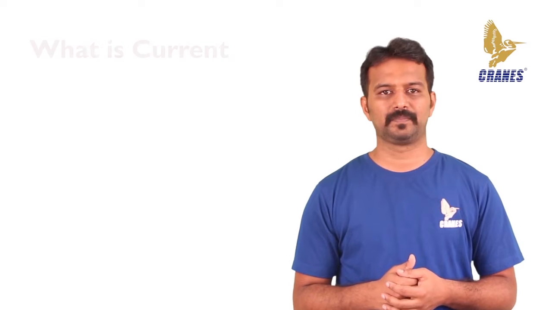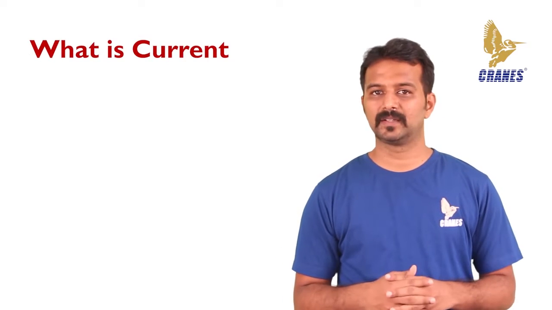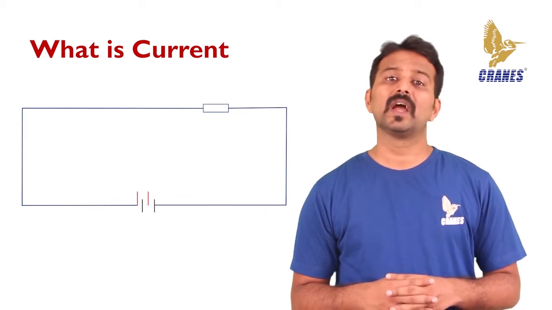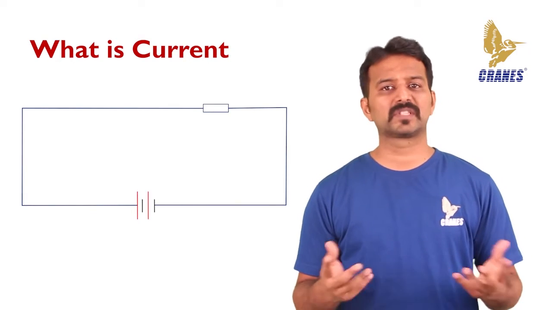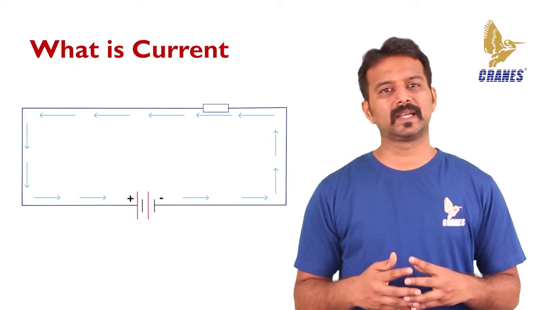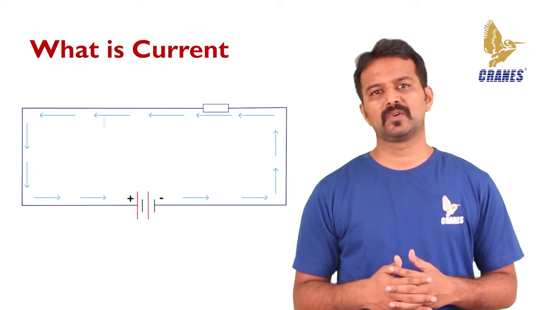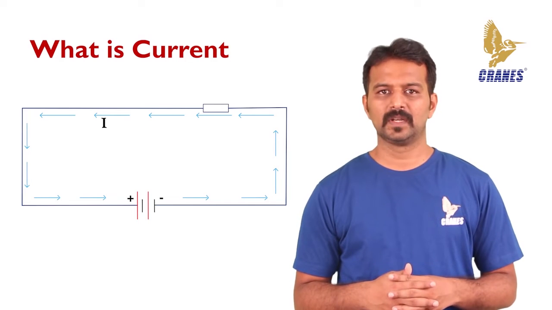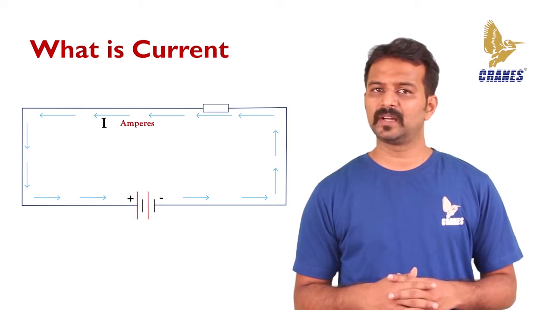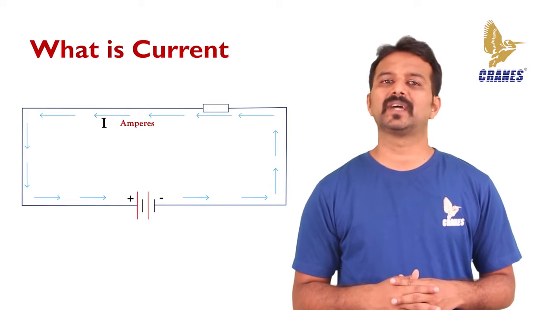There is a necessity to discuss a few important terms here before we move further. What is current? It is nothing but simply the flow of electrons. A continuous flow of electrons or charged particles can be termed as current. It is indicated by capital I or sometimes small i. It is measured in amperes. This can be an alternating current, which is AC, or the direct current, which is DC.